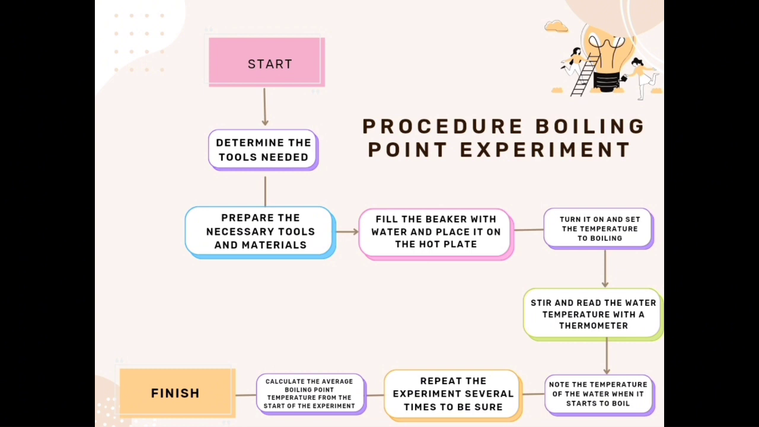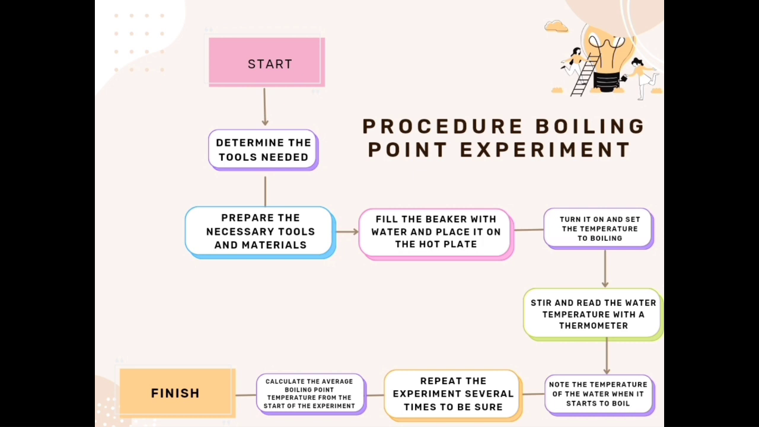Next, stir and read the water temperature with a thermometer. Stir the boiling water using a stirrer. Next, read the water temperature using a thermometer to find out the temperature of the boiling water. Next, note the temperature of the water when it starts to boil. Next, observe and record the temperature of the water as it begins to boil. This will provide important information in the experiment.